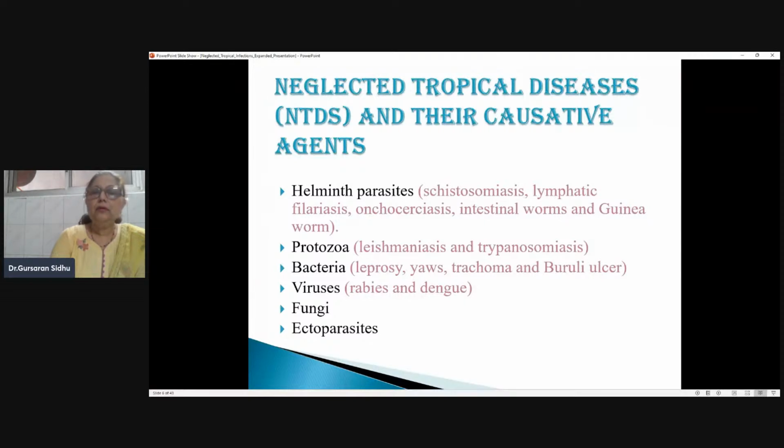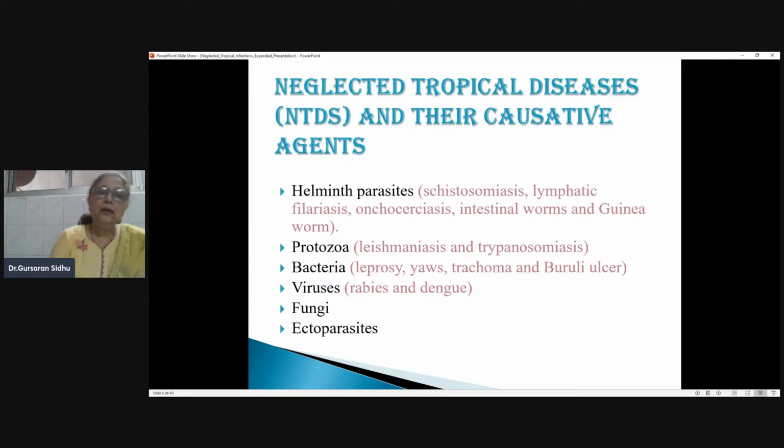Some of them, with improving health conditions and improving economics in India, are almost not seen, like guinea worm, which is not seen now. India has eradicated it. India has also eradicated onchocerciasis. Though we do see schistosomiasis and lymphatic filariasis among the helminths, and among the protozoa, similarly, we do see leishmaniasis, but trypanosomiasis is a disease of the African countries. We don't see it here.